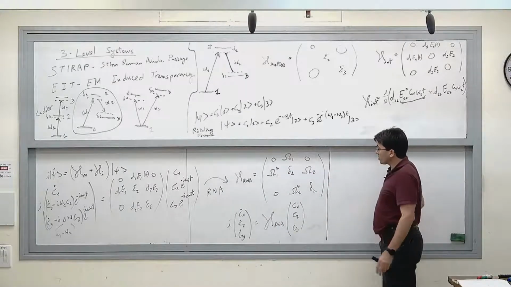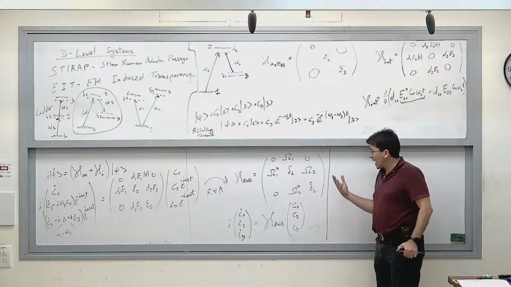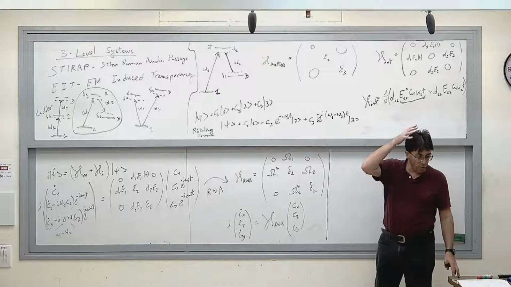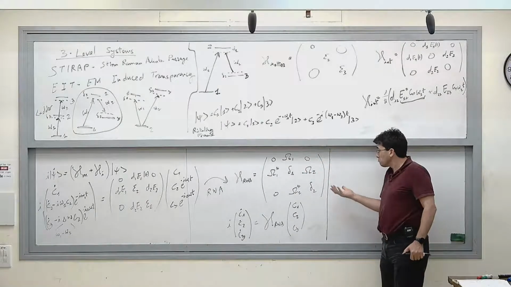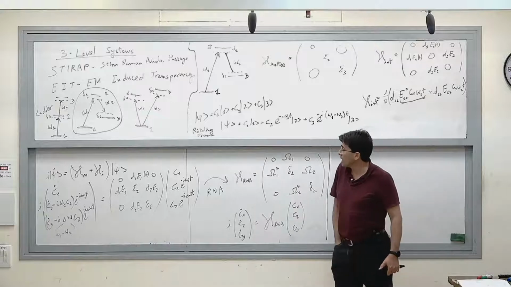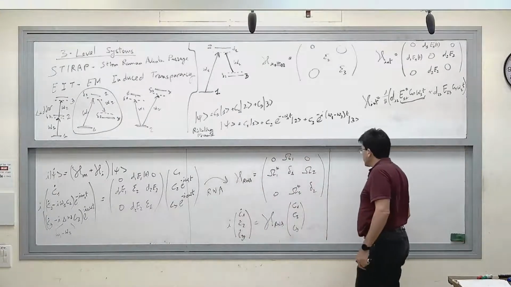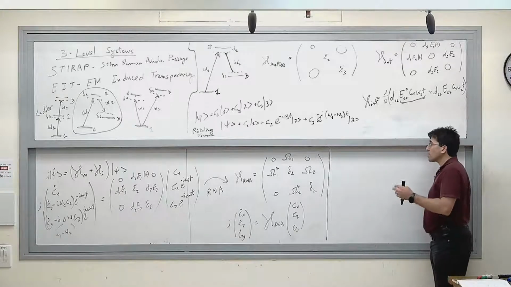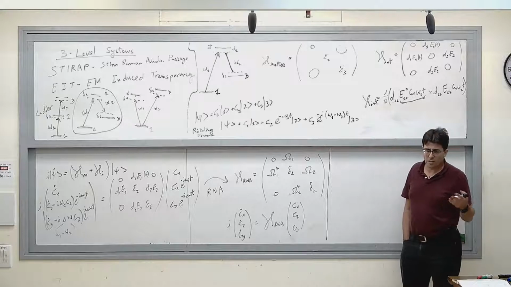Okay, so this is just formality of how we act and look on a three-level system in the same concept as we did for the two-level system. But now, let's start asking ourselves what interesting thing can happen.